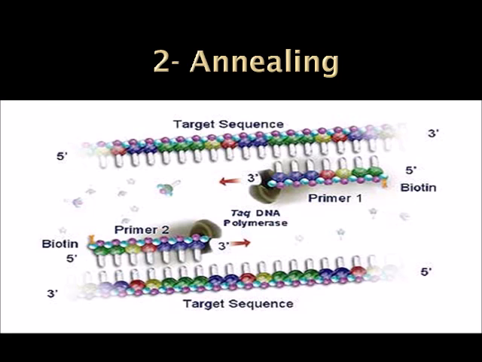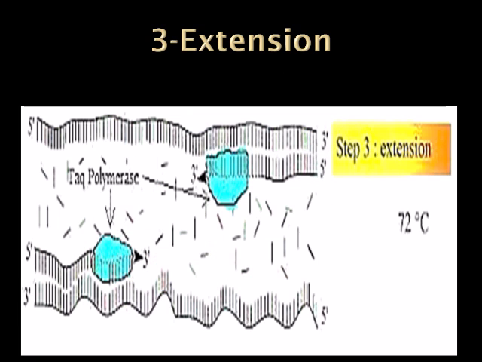Extension is the last step for the PCR technique. The extension time depends on the DNA polymerase used. In this step, the elongation of the DNA sequence occurs at 72 degrees Celsius, which is suitable for the DNA polymerase, such as Taq polymerase, to do its function.